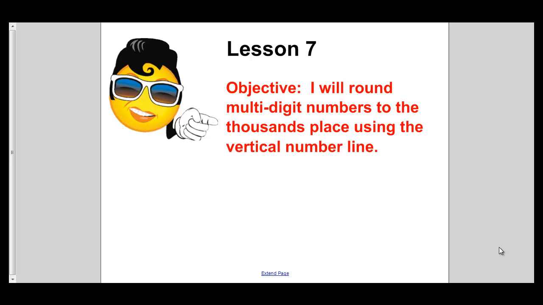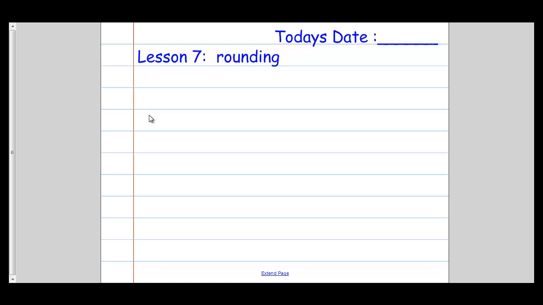This morning we are going to be working on lesson 7, and our lesson objective, or our learning target, will be: I will round multi-digit numbers to the thousands place using the vertical number line. So I want you to get in your math journal and open it to the next available page, and in the right hand corner put today's date, and then write lesson 7, and then a colon and rounding.